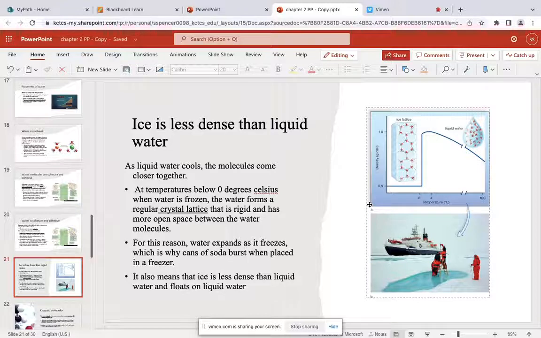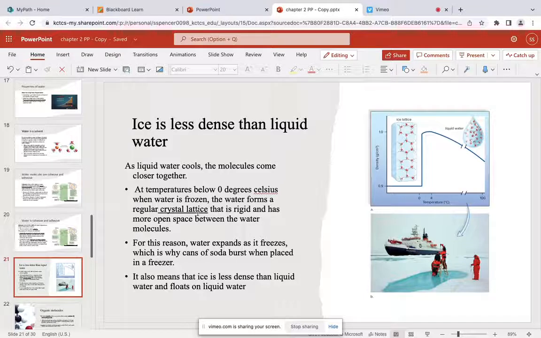So ice is less dense than liquid water. This is kind of unique, actually. Well, we'll just read the slide. As liquid water cools, the molecules come closer together. This is kind of unique, right? At temperatures below 0 degrees Celsius, when water is frozen, the water forms a regular crystal lattice.